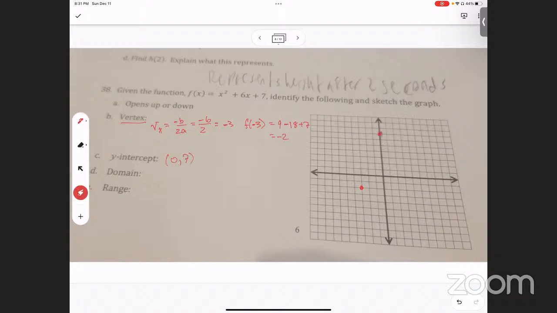Now that you have this, you can just draw in your axis of symmetry, and you can find another point that's the same distance away as that y-intercept. So 3 away from that. You get what I'm doing? Because you know it's going to be symmetric. And then the domain, you can tell, right? It's from -infinity to infinity, and the range is from -2 to +infinity. All right.